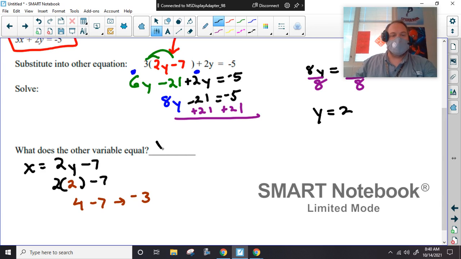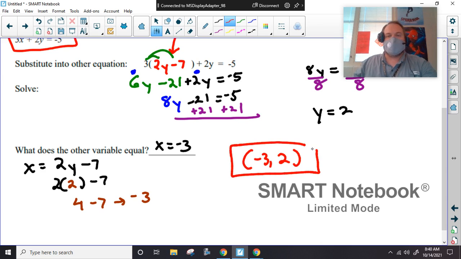So our total answer for this would be -3, 2. Yes, it is a long process. Even the graphing is a long process. Don't expect a whole bunch of stuff like 20 problems of this on the test. There's no reason to do that. It does take a while.